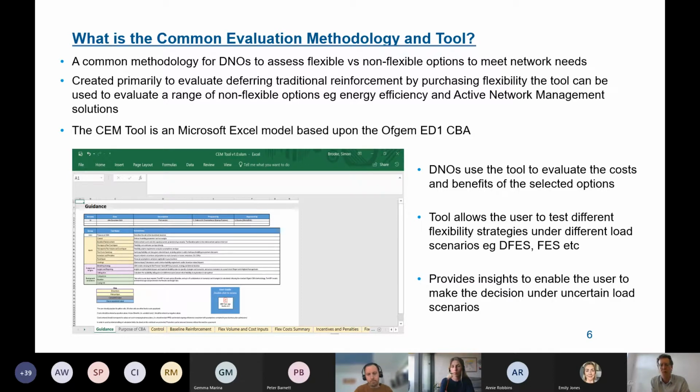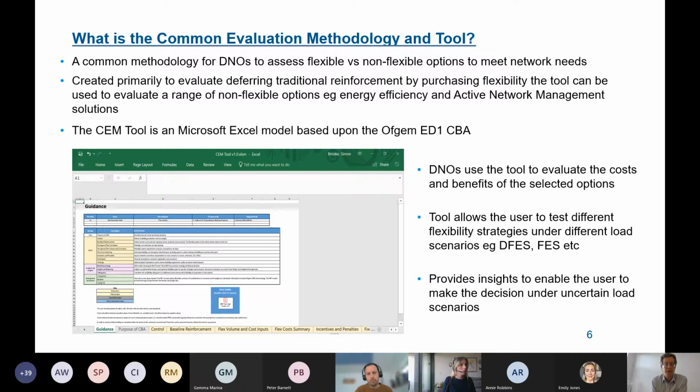But what the tool does for the DNOs, it actually looks at the various options and tests them against different strategies, against different loading scenarios. So you can put in up to 10 different loading scenarios. So you get a really good idea about how your strategies or your options will fare against different loading scenarios. And there's a really useful section that provides loads of insights. There is lots of financial analysis that is provided by the tool that helps the DNOs make decisions.